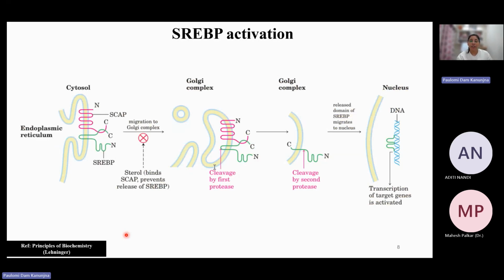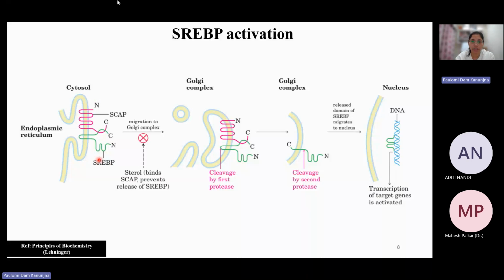Now I will read it out once. I will make you go through the figure once, and then I will come back and describe this a bit more slowly. Okay. So now, when newly synthesized, these proteins that you are seeing here.